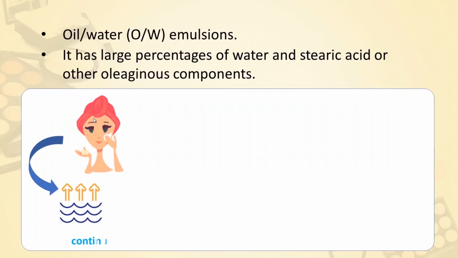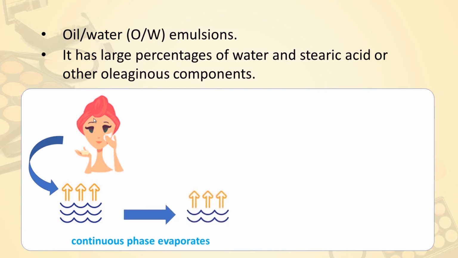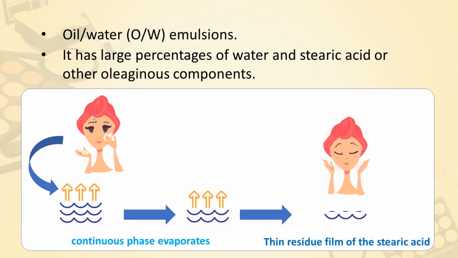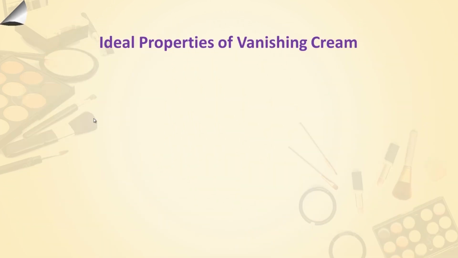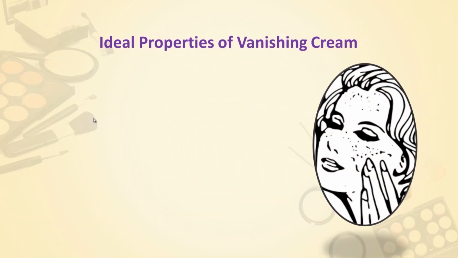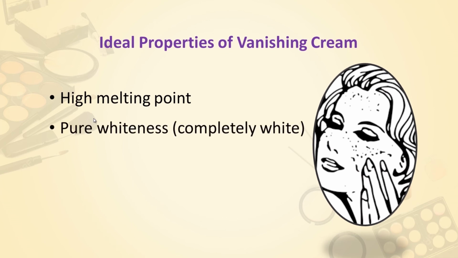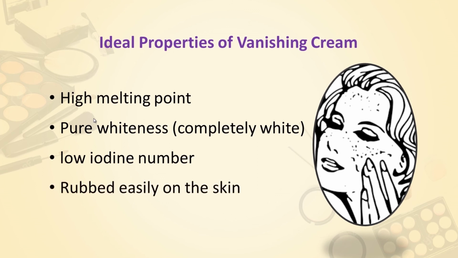These vanishing creams are oil in water type of emulsion. They contain a large percentage of water and stearic acid or oleogenous component. After application, the continuous phase evaporates, leaving behind a thin film of stearic acid. What are the ideal properties of vanishing cream? High melting point, pure whiteness, very little odor and low iodine number, and it should be easily rubbed on the skin.